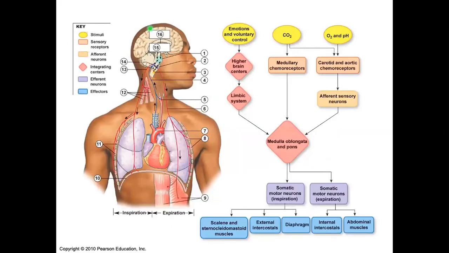I like this picture because it labels the stimuli, sensory receptors, your afferent neuron, integrating center, which is the medulla, efferent, and effectors. And so it has numbers labeled. So you can take a second to look at this. Inspiration is on your left, expiration is on your right.